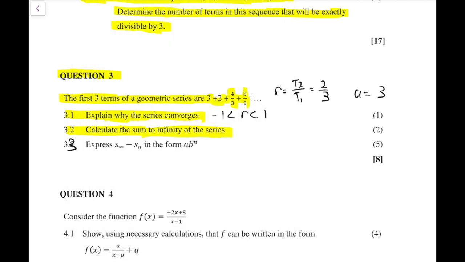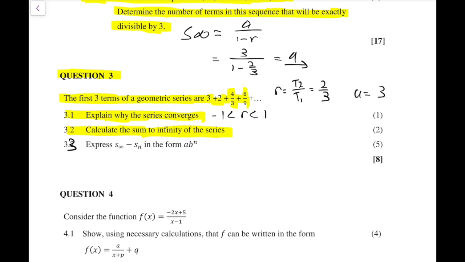So calculate the sum to infinity for this series. Sum to infinity is A over 1 minus R. So our A value is 3. Our ratio is 2 over 3. And that's 1 over 3. And then that's just going to give us 9. So sum to infinity is a value of 9.